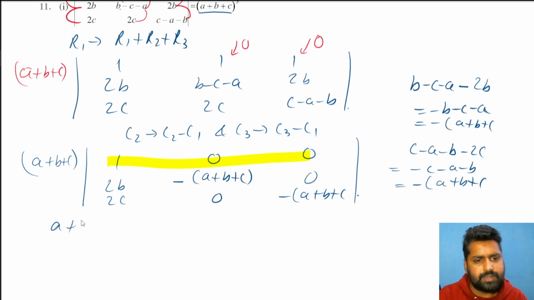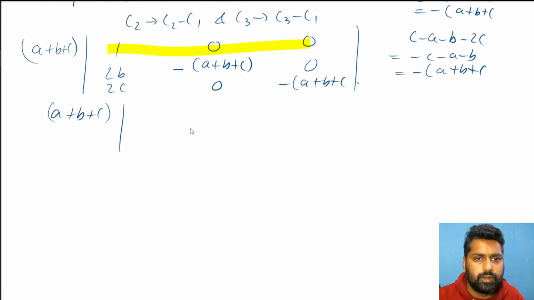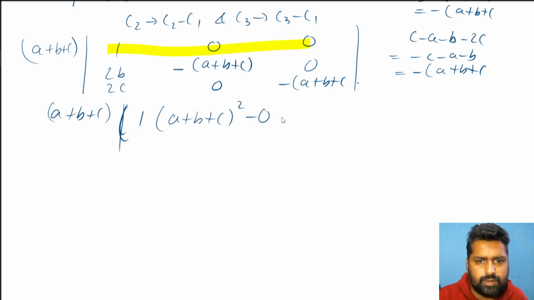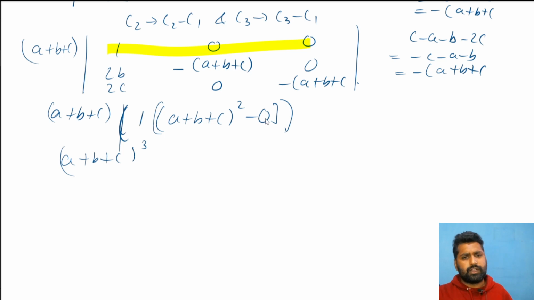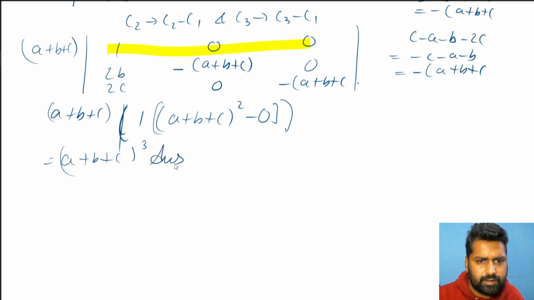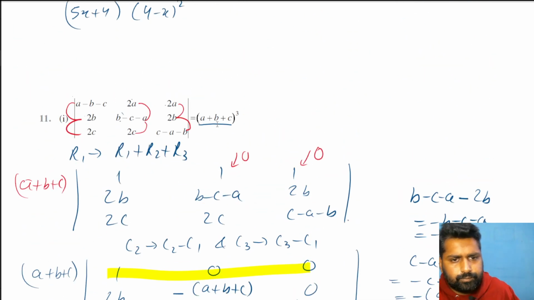Okay, so a plus b plus c, determinant of that becomes 1 into negative negative become positive, so a plus b plus c whole square minus 0. So that becomes a plus b plus c whole cube effectively, because 0 will not have any effect, and square with power 1 will become cube. That's the final answer, and that's what we were supposed to prove also. All right, done.